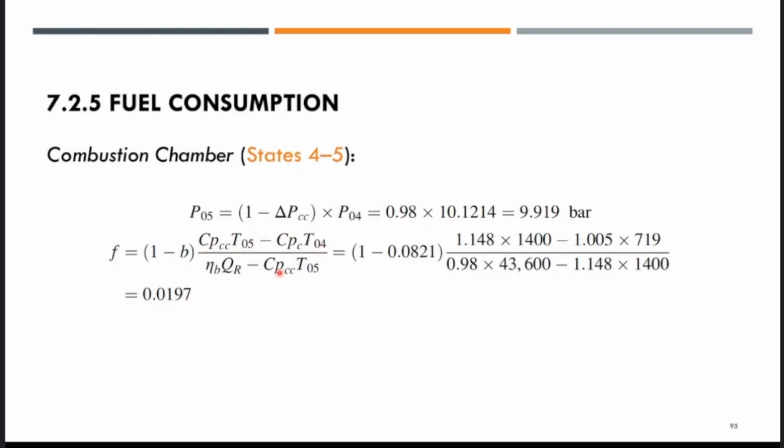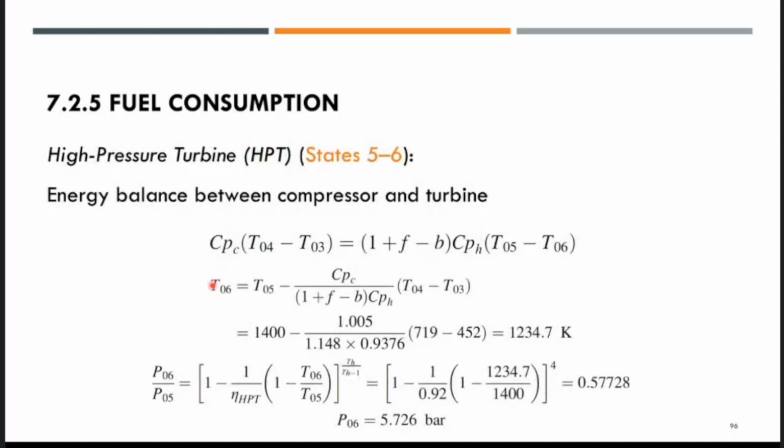Okay, you put all the values there, you can get the fuel to air ratio value, F. Going into the state 5.6, high pressure turbine, energy balance between the compressor and the turbine, you put all the expressions, putting the numbers, you will get T06 value 1234.7 Kelvin and P06 value 5.726 bar.